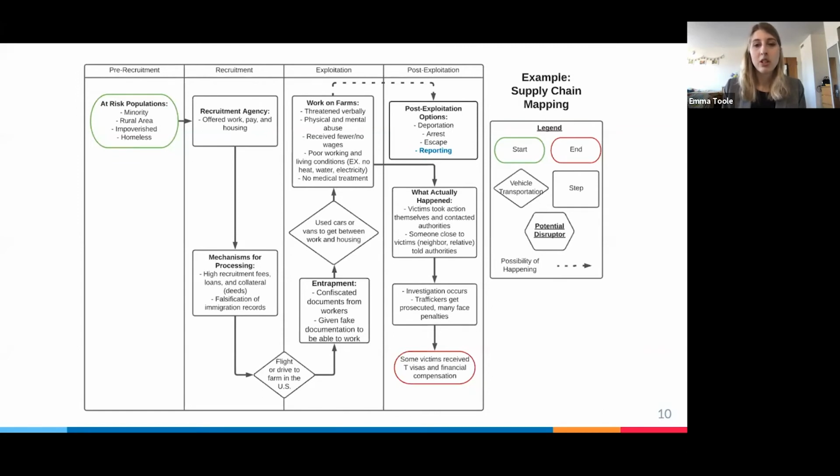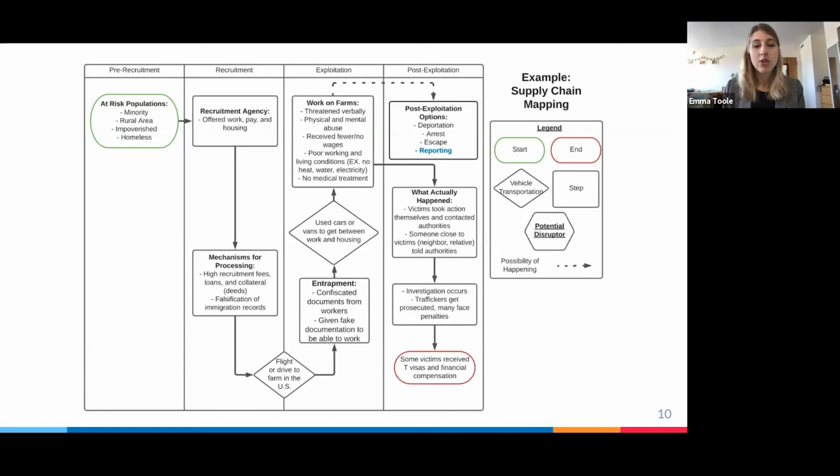For example, they could get deported, they could get arrested, they have the option to escape, but most often are not. The workers end up reporting. So for example, victims tend to take action themselves and contact the authorities, or someone close to the victims, such as a neighbor or relative or someone in the community, will realize that this human trafficking has been going on and tell the authorities.